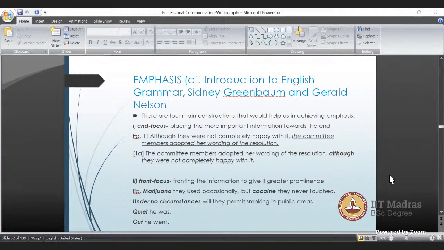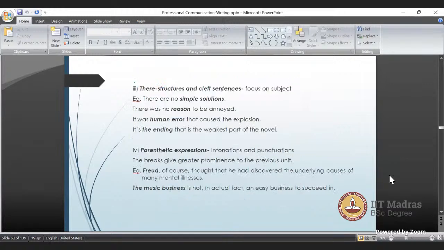All right, so we look at the next one. Remember, we are still discussing the tools that you can use, the styles that you can use to build emphasis within a sentence. So first was the end focus one. Second, we looked at front focus, and the third one would be using there structures of sentences. Okay. Cleft sentences, I'll tell you what they are. We'll look at the there structures first. Okay. So just look at those examples, those sentences that you see on the screen.